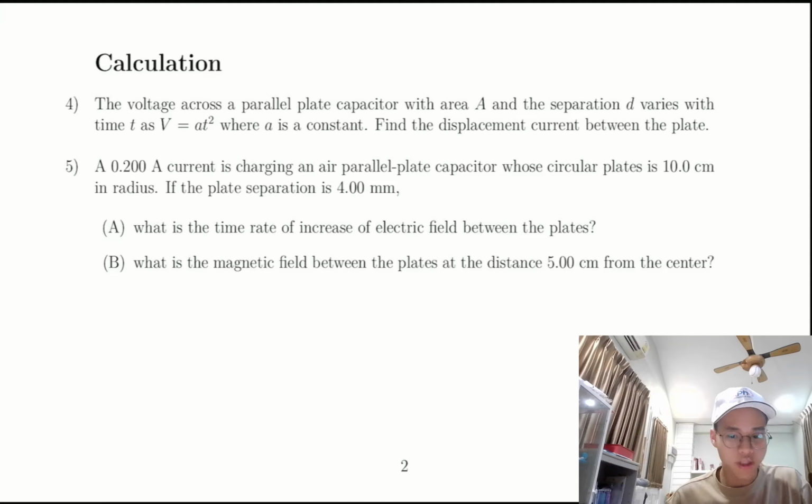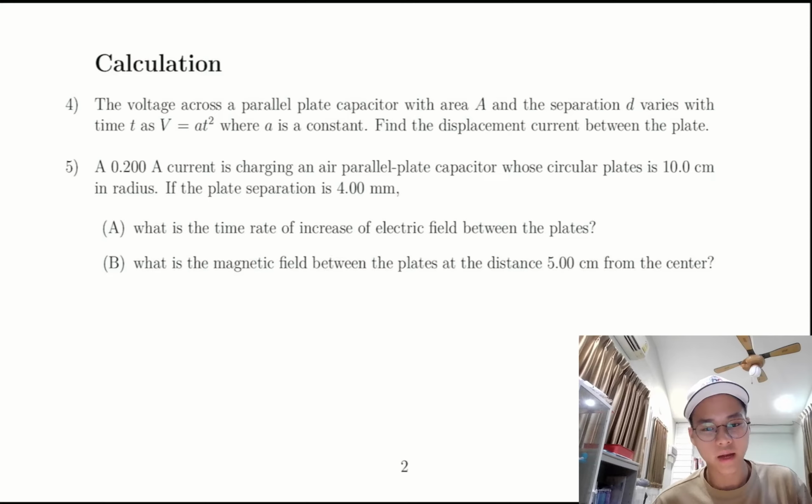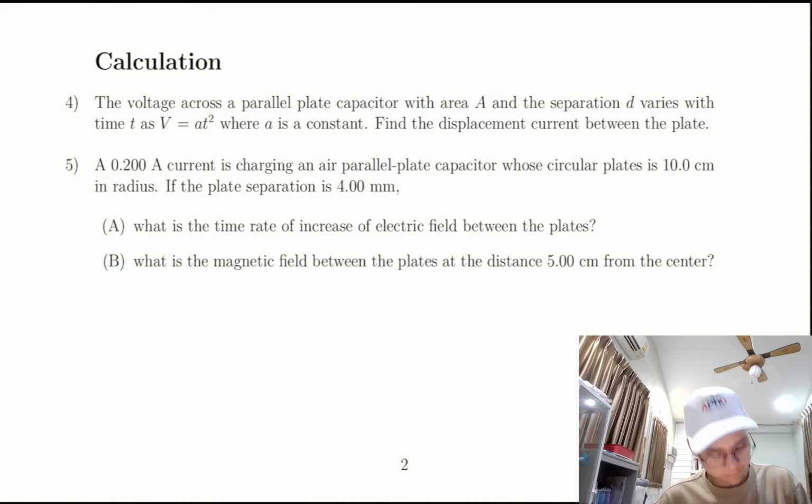And the last question I choose is question 4. The voltage across a parallel plate capacitor with area A and separation D varies with time as voltage equal to a t squared, where a is a constant. Find the displacement current between the plates. Again, this problem is about displacement current. The voltage is given, the separation D is given, and the area A is given also.